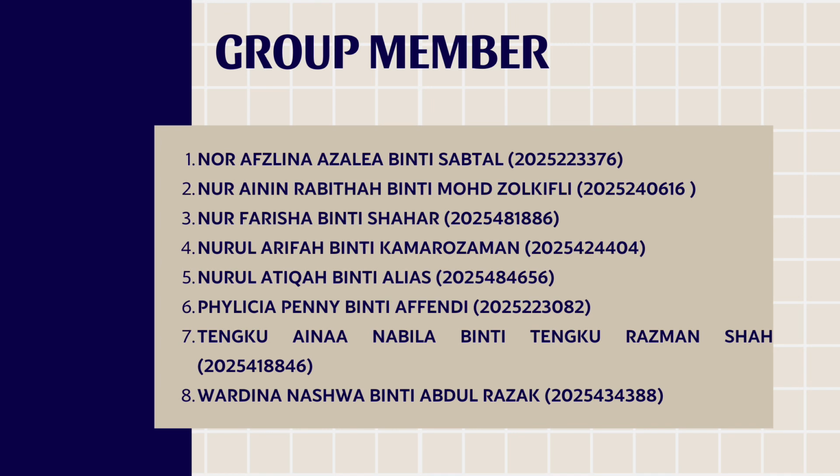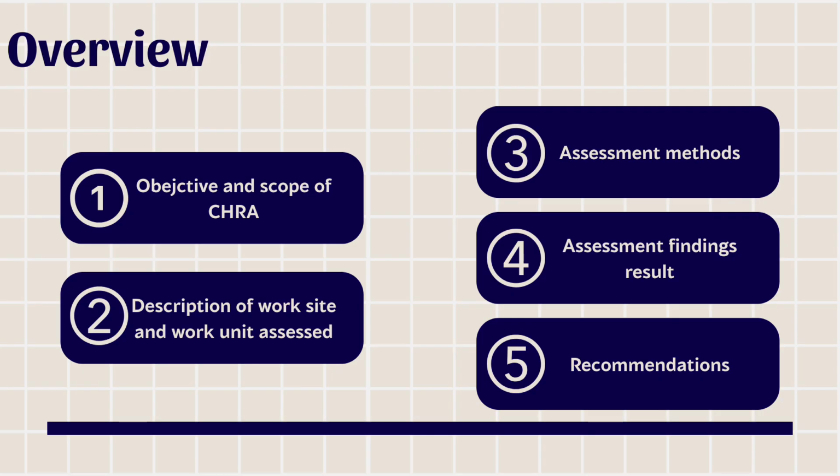Now, we will begin with an overview of our CHRA presentation. For today's presentation, we will cover 5 main sections. First, we will explain the objective and scope of CHRA. Next, we will describe the worksite and the specific work unit that was assessed. We will then explain the assessment methods used, followed by the main assessment findings and results. Finally, we will present our recommendations and the actions that should be taken to improve chemical safety in the laboratory.